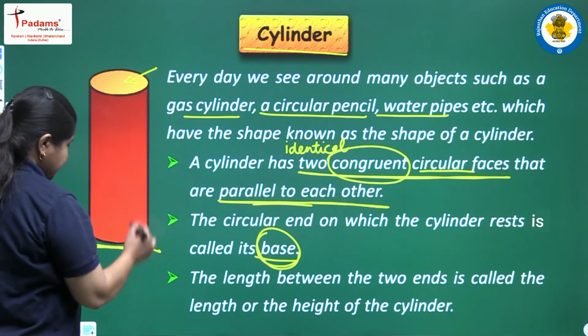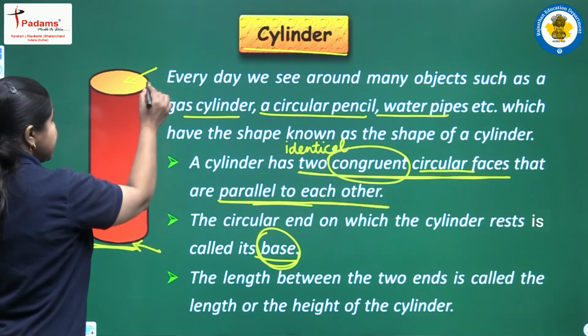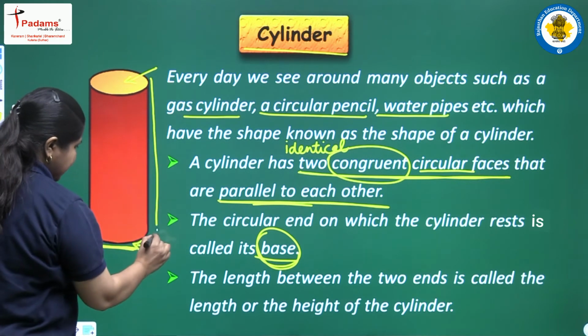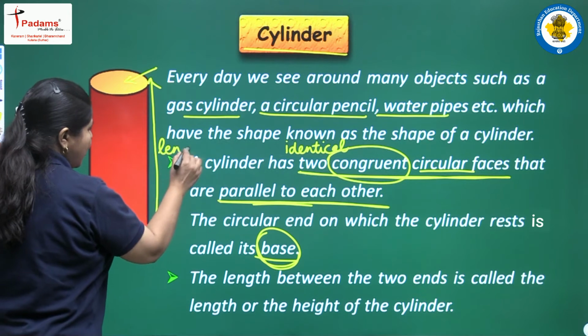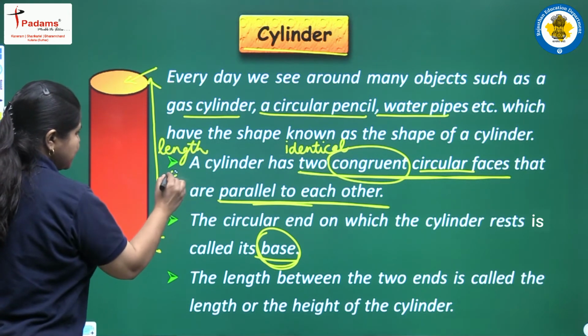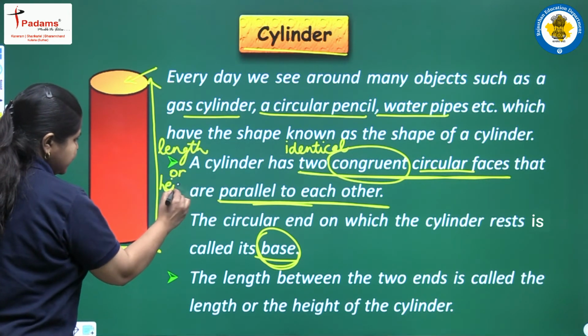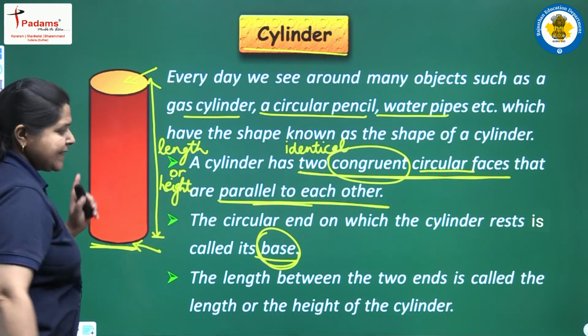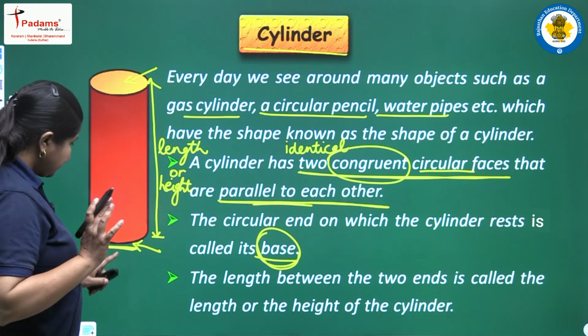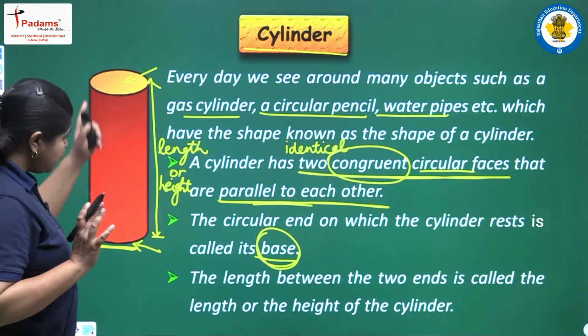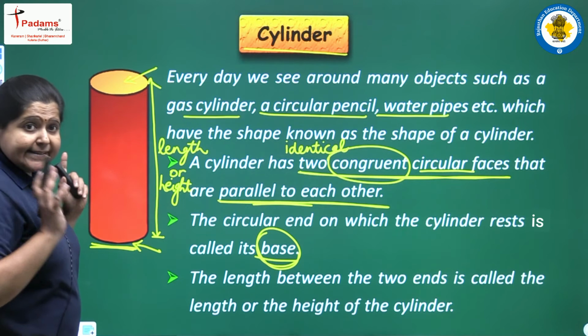ये देखिए, ये जो दो फेसेस हैं टॉप और बॉटम पर, इनके बीच में ये जो लेंथ है, इसे हम कहते हैं लेंथ या the height of the cylinder. This is called the length or the height of the cylinder. I hope everything is clear here. ये हैं दो circular faces at the top and the bottom, and these are exactly identical.